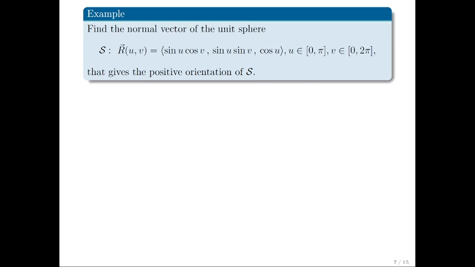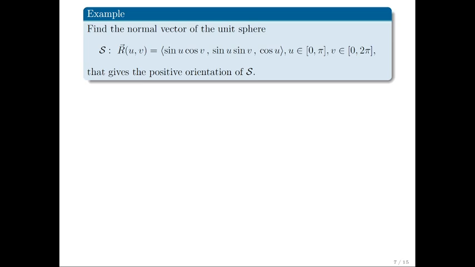Okay, so next is an example wherein we want to find the unit normal vector to this unit sphere S, parameterized as such: sine u cosine v, sine u sine v, and cosine u, with u having values from 0 to pi and v running from 0 until 2 pi. So we want the normal vector of this unit sphere that gives us the positive orientation. So we want the normal vectors to be pointing away from the center of our sphere.